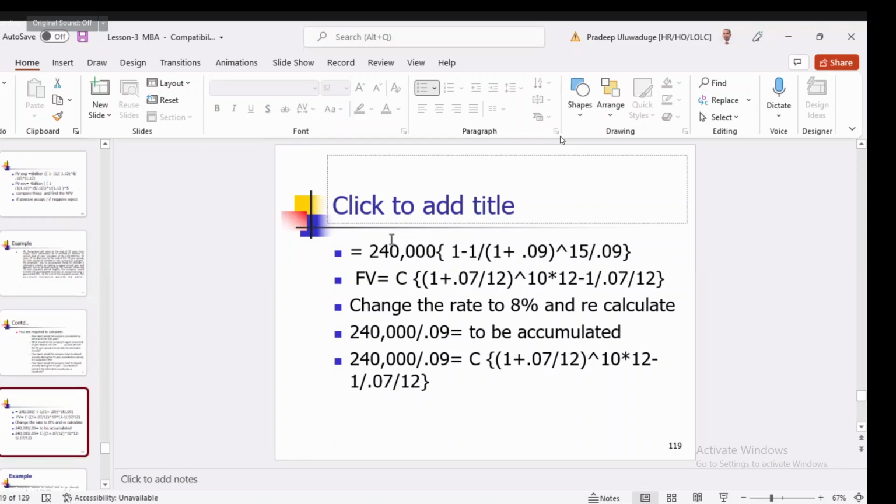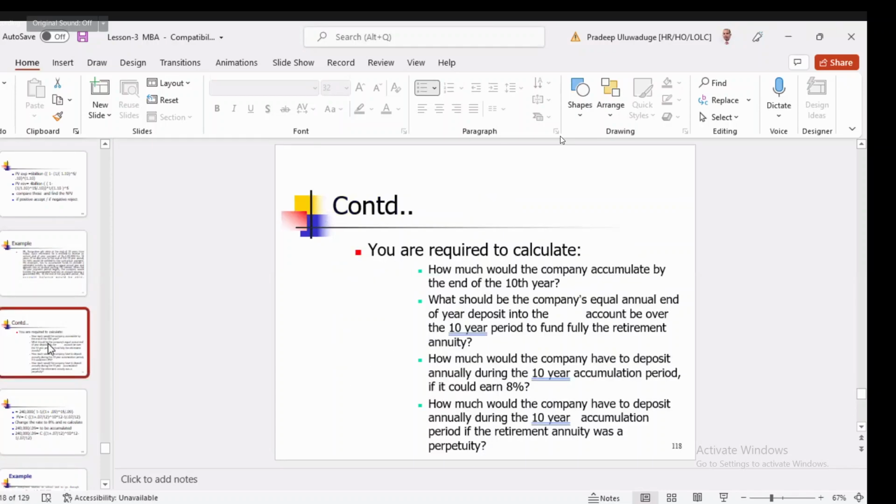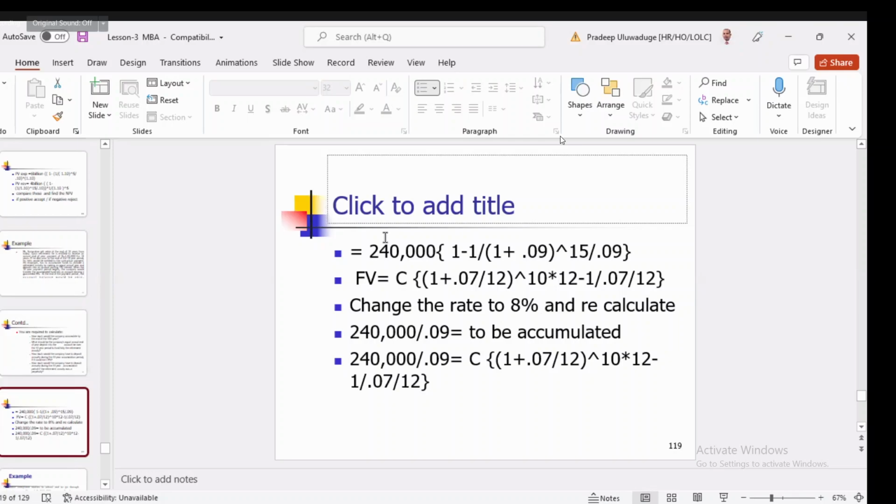Right? Second question. What should be the company's equal annual end of year deposit into the account over the 10-year period to fund the retirement annuity? So this is the value that we have to create. So that becomes our future value, and then you can take the future value formula and solve it for the payment. Right? We are dividing it by 12 because they are in terms of monthly payments. Right?